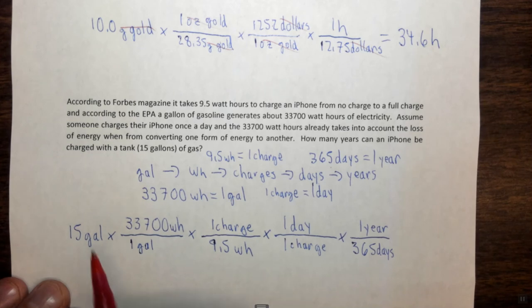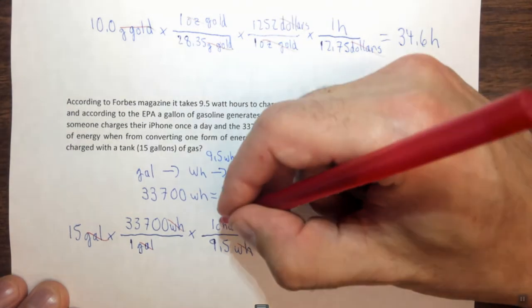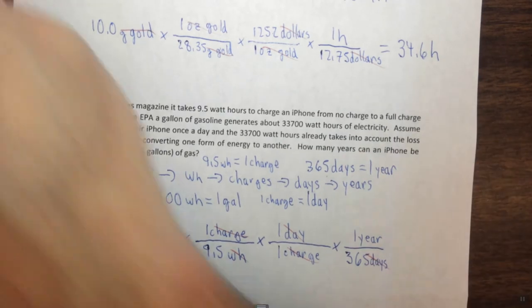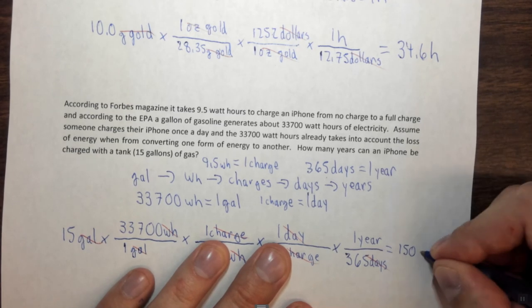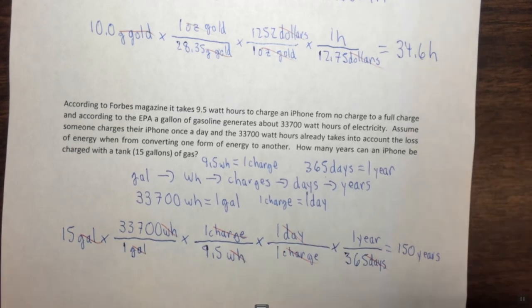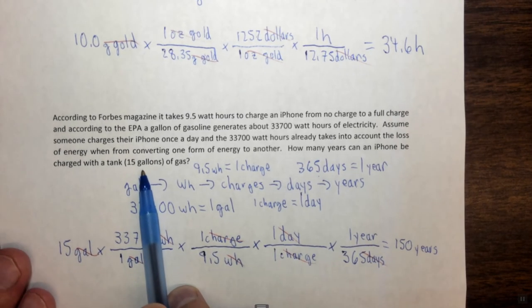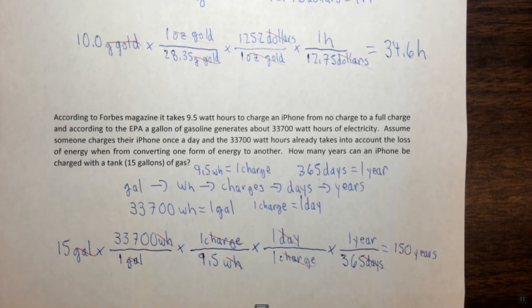Let's make sure that it works. We have gallons on the top, gallons on the bottom. Watt hours on the top, watt hours on the bottom. Charges on the top, charges on the bottom. Days on the top, days on the bottom. We're going to end up with years. When you do this and you round to 2 significant figures, you will find that it is 150 years. And again, these are not made up numbers. Theoretically, there's enough energy in 15 gallons of gas to charge an iPhone once a day for about 150 years. Dimensional analysis, again, is a concept that we use regularly in chemistry. It is definitely worth your time to practice with dimensional analysis.